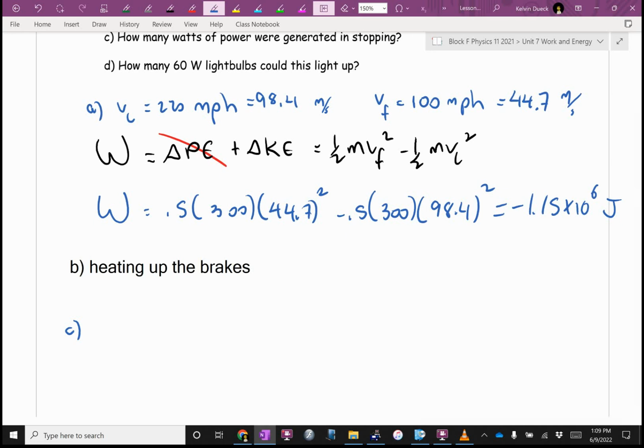How do I calculate power? Go further down the sheet. Find where it says W equals Fd, and I bet you it's right next to it.